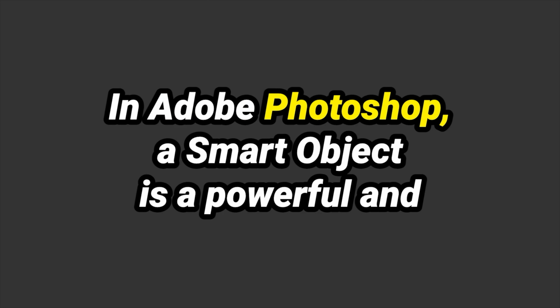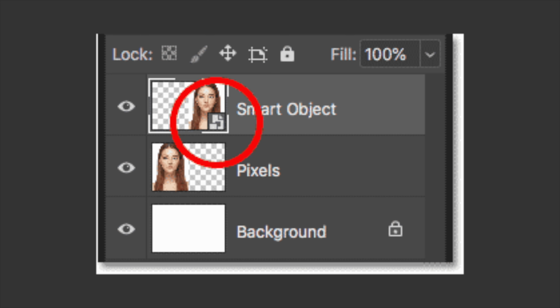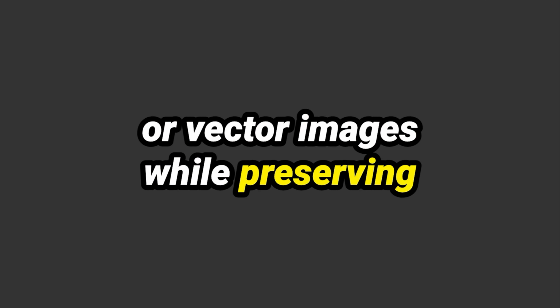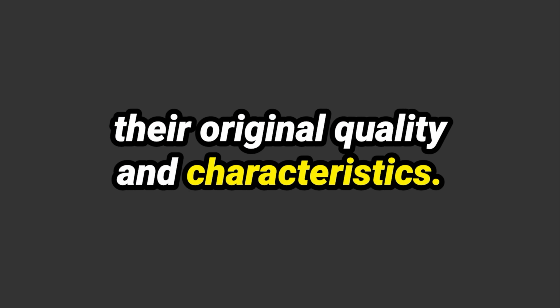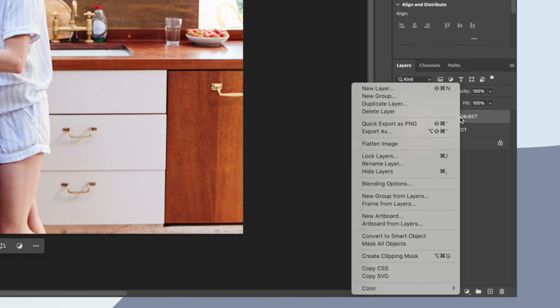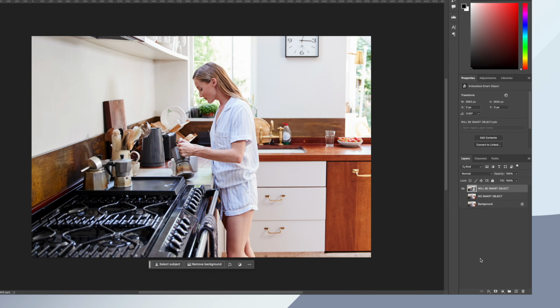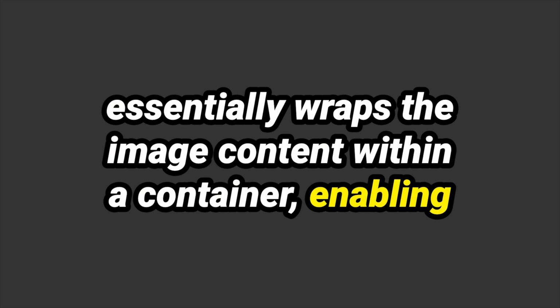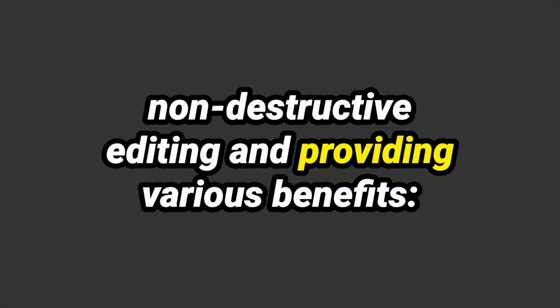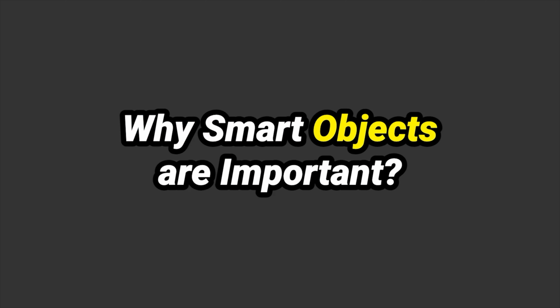In Adobe Photoshop, a smart object is a powerful and flexible feature that allows you to work with raster or vector images while preserving their original quality and characteristics. When you convert a layer to a smart object, Photoshop essentially wraps the image content within a container, enabling non-destructive editing and providing various benefits.